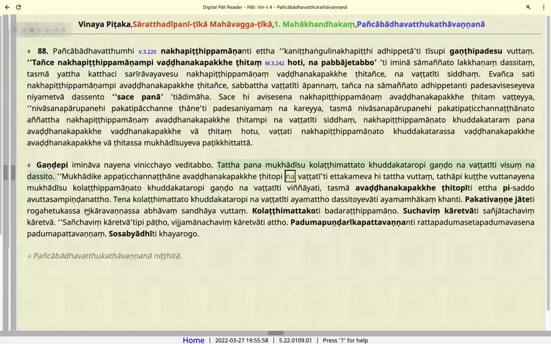In this Ganta and disease, by disease, mukha titi kolati matado. Kodaka daropi. Kanto nawadadi viso na dasido.